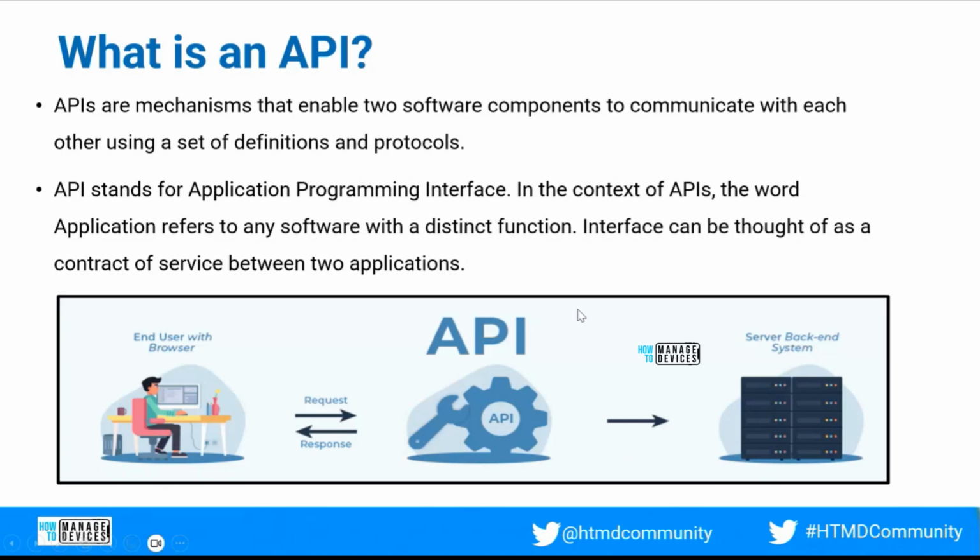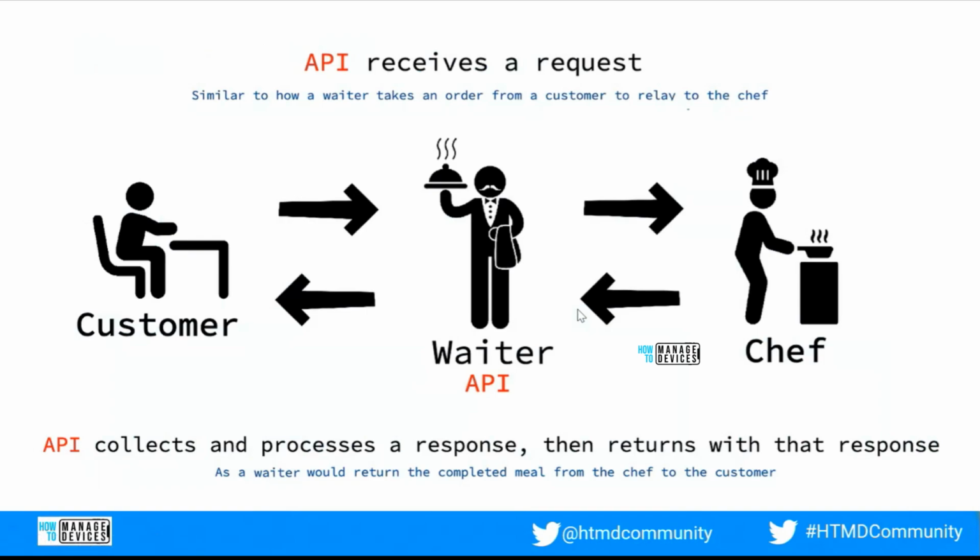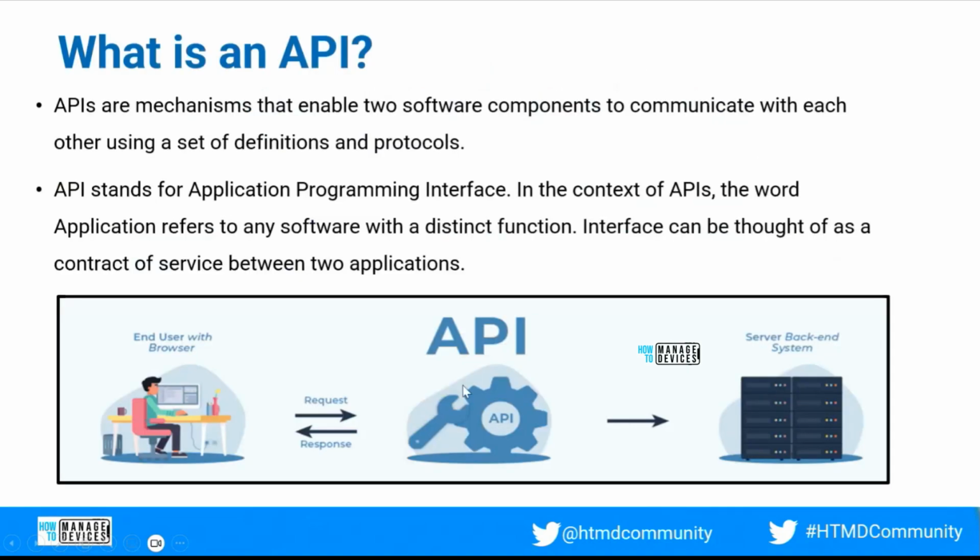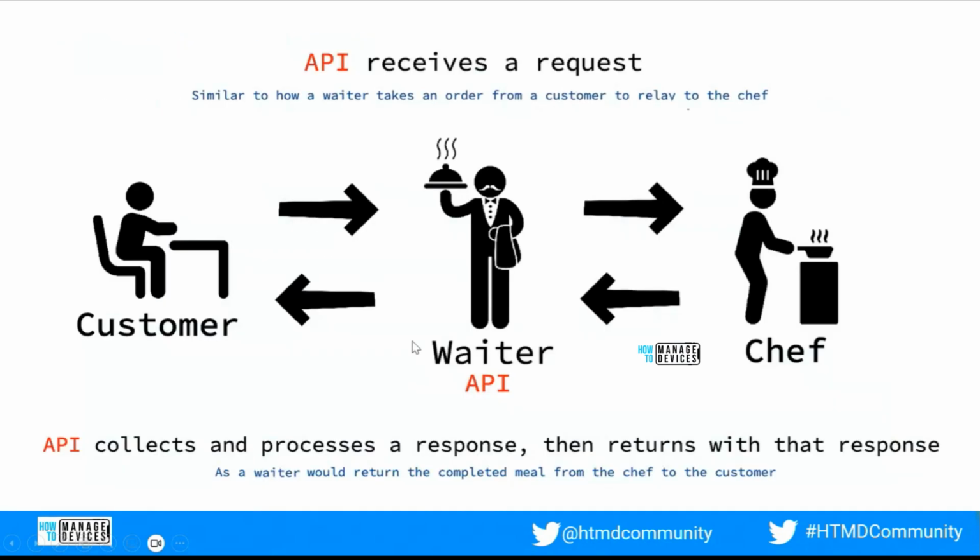Now for a real-time example, which I have also explained in my previous session. Think of a scenario where you go and sit in a restaurant and you order some kind of coffee or pizza from the waiter. As soon as you sit on your chair, the waiter will come. The API works the same way here. The waiter will come and take an order from you.